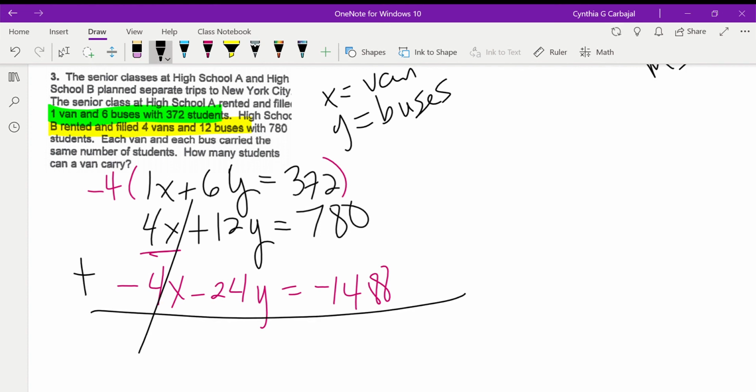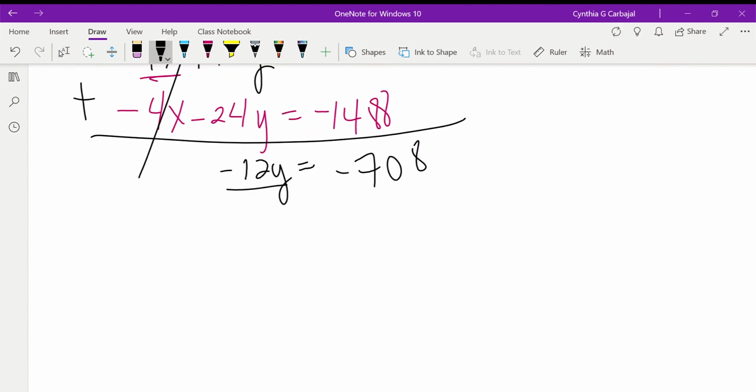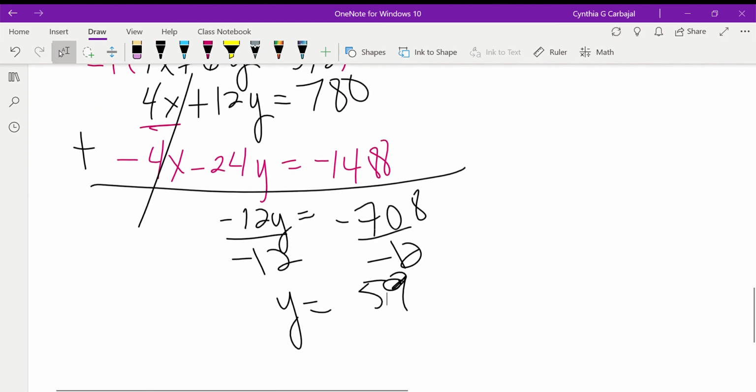So these will cancel out or eliminate. And then these will combine to give me a -12y. And then these will combine to give me -708. And the last thing there is divide both sides by 12. So sorry, I'm using my calculator here. Okay. So we divide both sides by -12. We end up getting positive 59, which makes sense. We're not going to have any negative students, so it has to be positive. So y equals buses, 3 buses, 15 people.